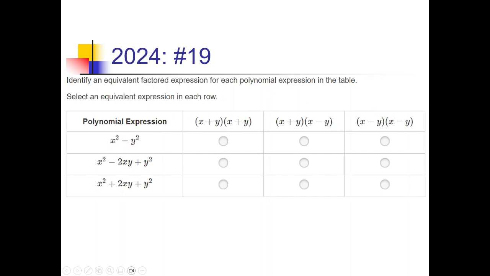This difference of squares, x squared minus y squared, you get that by multiplying conjugates together, which is to say the same stuff in the parentheses but with opposite signs. So this x plus y, x minus y, gives us x squared minus y squared. Now for the next one, x squared minus 2xy plus y squared, we're going to get that by multiplying x minus y by itself. This is really x minus y quantity squared. So that's this one over here. And then this last one is kind of the same idea, but you have x plus y times x plus y, so this first one here.